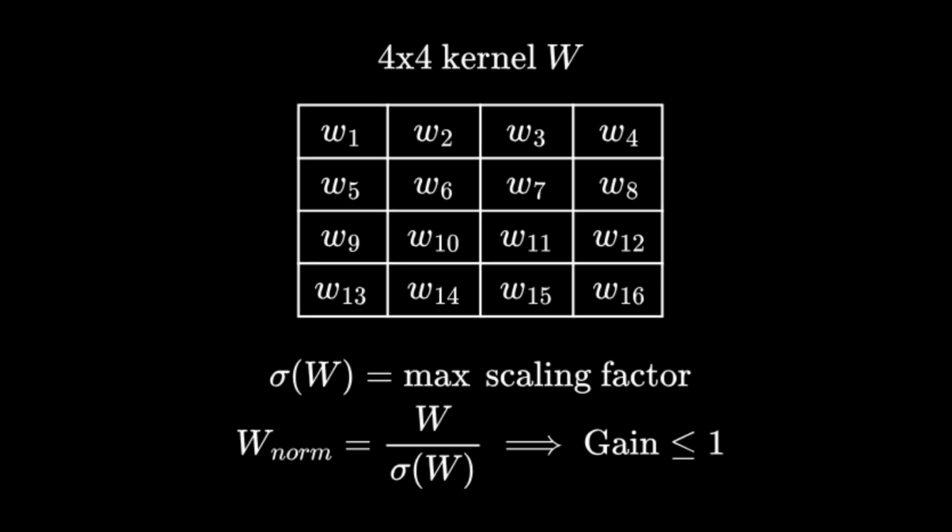Spectral norm stabilizes this process by imposing a limit. It computes the maximum scaling factor of the layer and divides all weights, or multipliers if you will, by that value, forcing the maximum gain to be exactly 1.